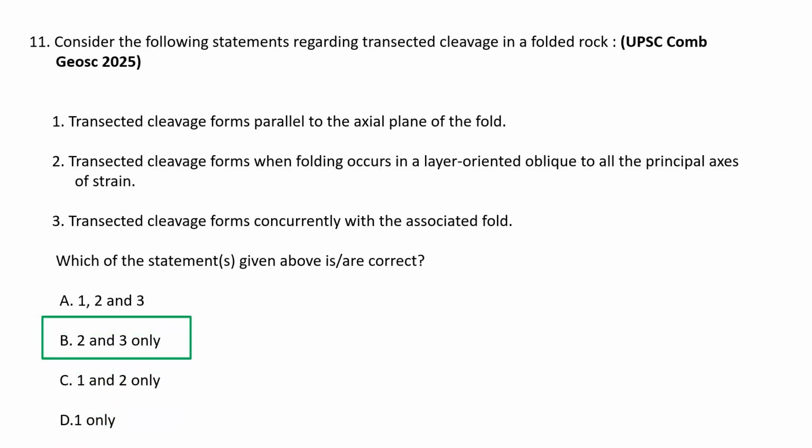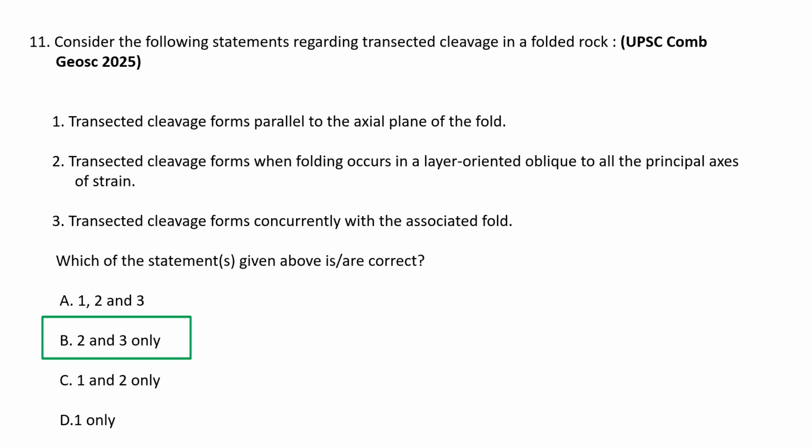D. 1 only. Transected cleavage in a folded rock is called an axial planar cleavage. It refers to a cleavage plane that cuts across the fold axis and is parallel to the axial plane of the fold, essentially transecting the folded layers. So the correct statements regarding transected cleavage in a folded rock are 2 and 3.